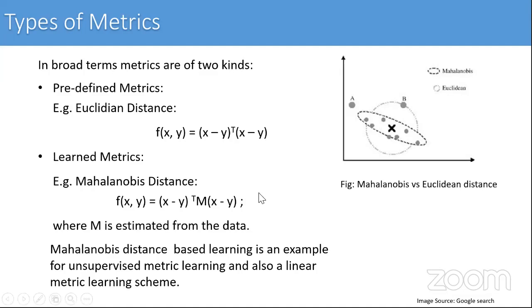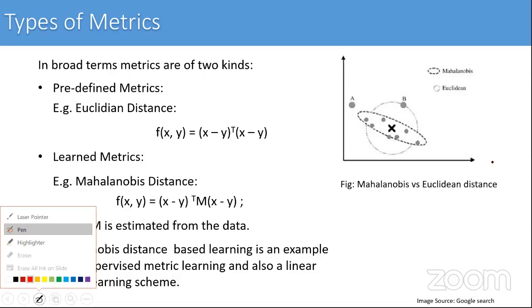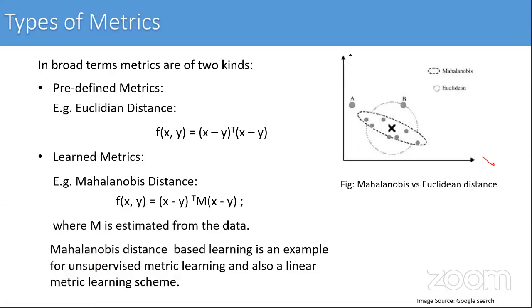Got it. Can you please explain why Mahalanobis distance is called a learned metric? Okay. So Mahalanobis distance is basically used in those schemes where you have these x and y axes, right? So let's say this is your x axis and this is your y axis.